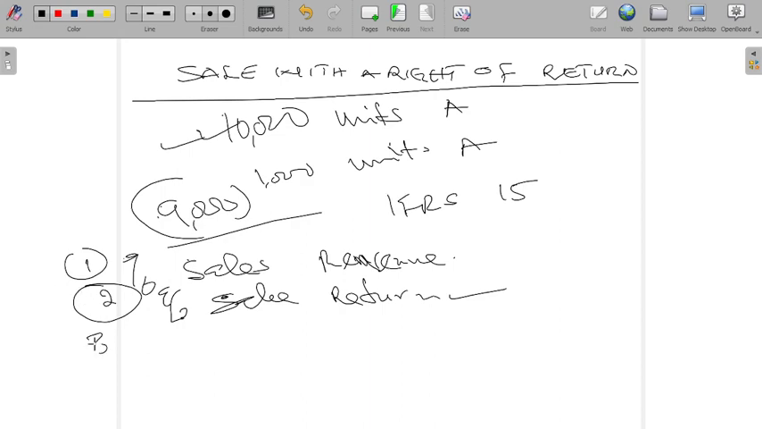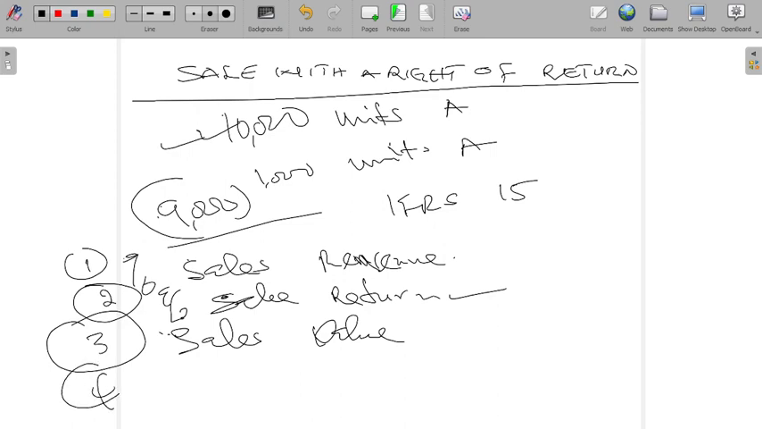Then the third one is the total sales value should be recognized as trade receivable if the customer has not yet paid. That is, the total sales value should be considered as receivable in a situation whereby the customer has not made that payment. That is what this is saying.